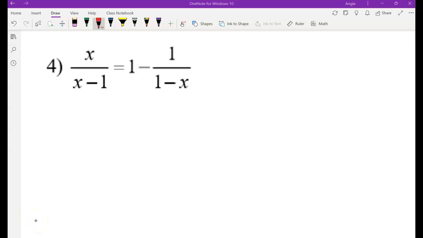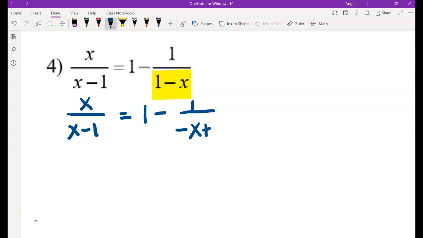So example 4: x divided by x minus 1 equals 1 minus 1 over 1 minus x. Whenever you see binomials, trinomials, or polynomials written not in order, rewrite them in order first. When I say in order, write it from the highest power of x to the lowest power of x. So 1 minus x, I'm going to rewrite as negative x plus 1.